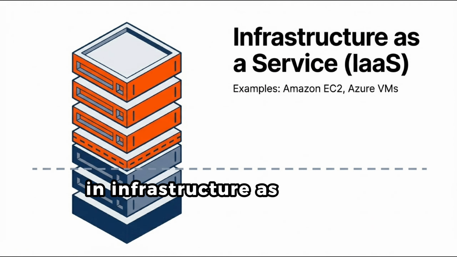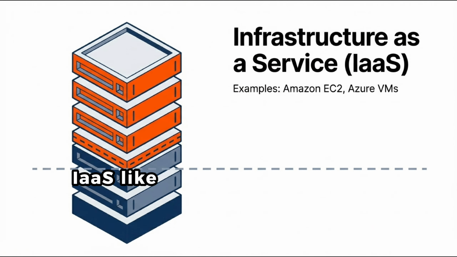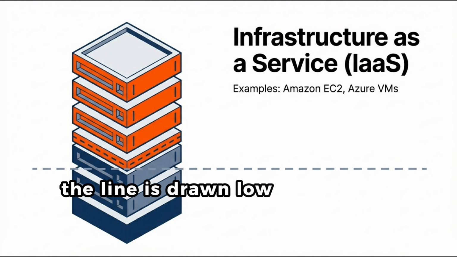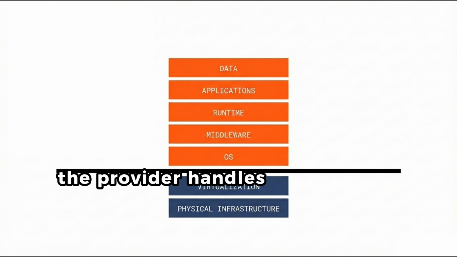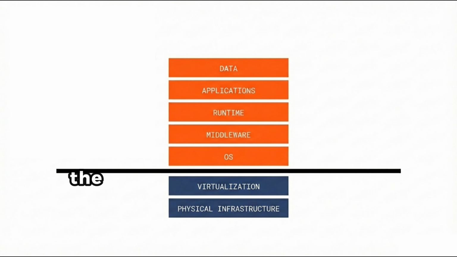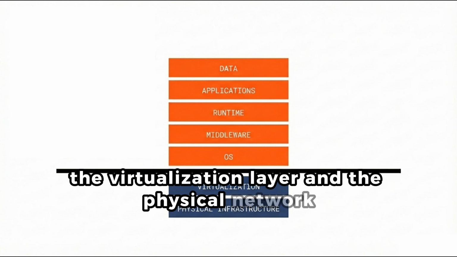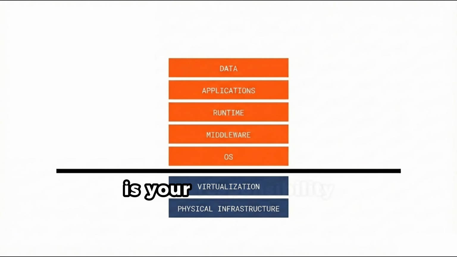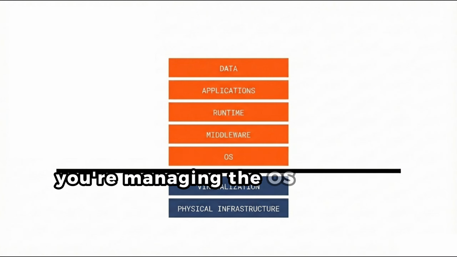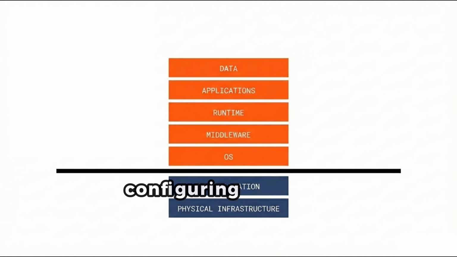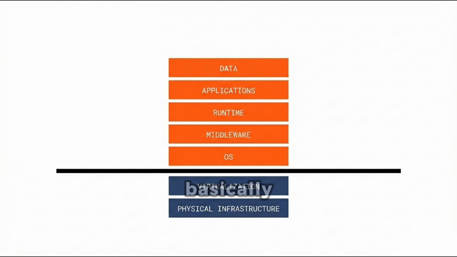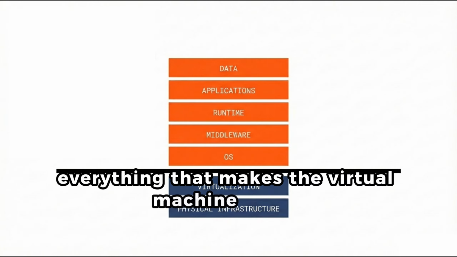In infrastructure as a service, IaaS, like Amazon EC2 or Azure Virtual Machines, the line is drawn low in the stack. The provider handles the physical infrastructure, the virtualization layer, and the physical network. Everything from the guest operating system upward is your responsibility. You're managing the OS, installing patches, configuring firewalls, deploying applications, managing data, basically everything that makes the virtual machine useful.